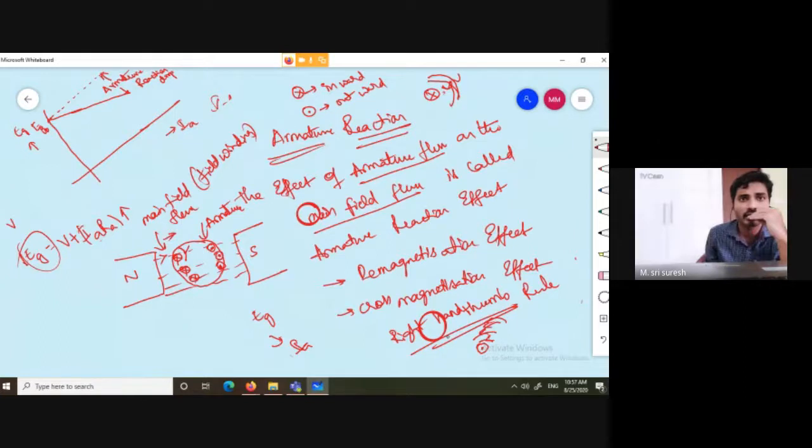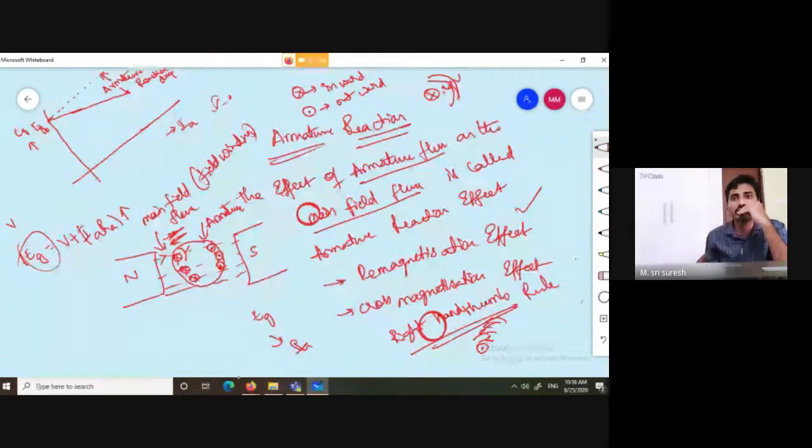And the armature conductor's own flux direction is like this. That means both are in opposite directions. So there is a decrease in the main field flux. The main field flux is decreased by the armature flux. That effect is called the demagnetization effect. Have you understood the demagnetization effect?